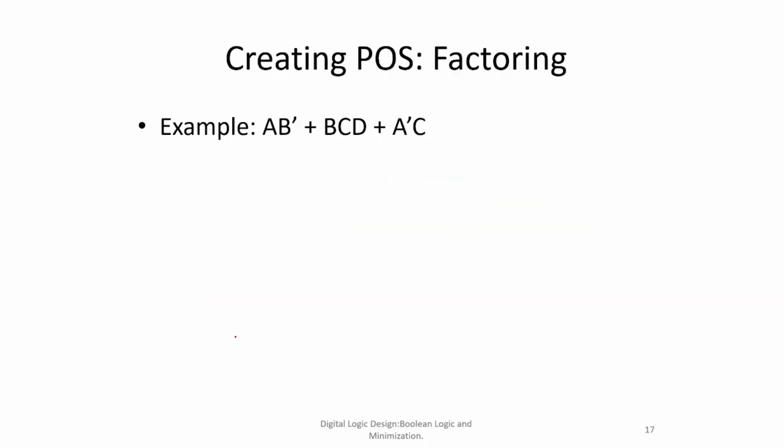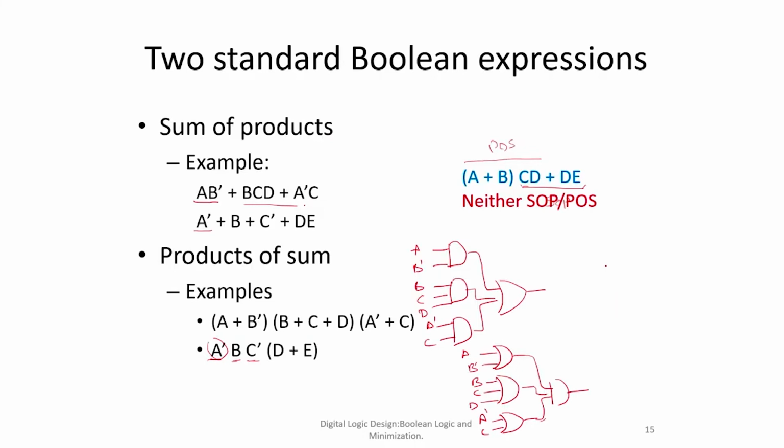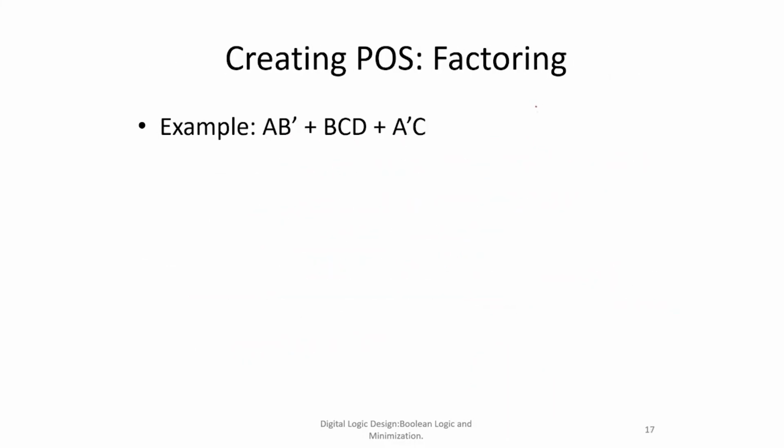Now let us see how to create product of sum. If I want to create product of sum, then the method would be that I would need to do factoring. Factoring would essentially again use the same theorem which says x plus yz equals (x plus y) and (x plus z). So this distribution of addition is what we are going to use for creating a factoring.